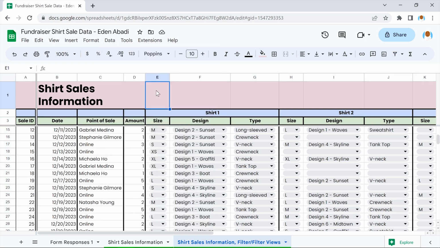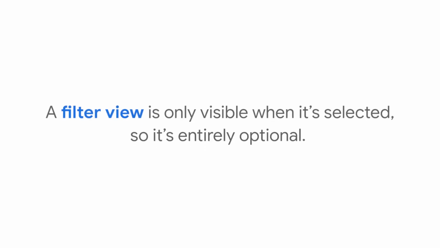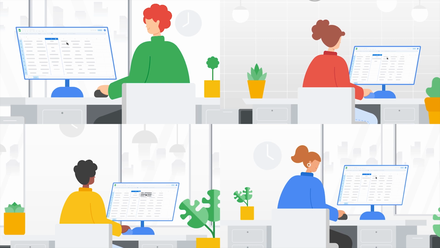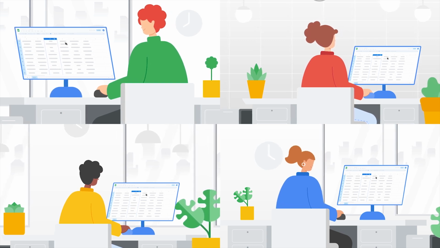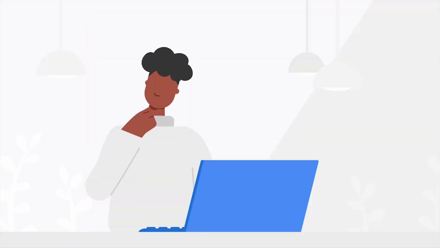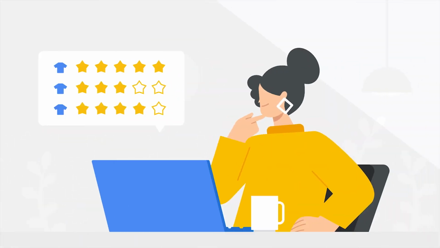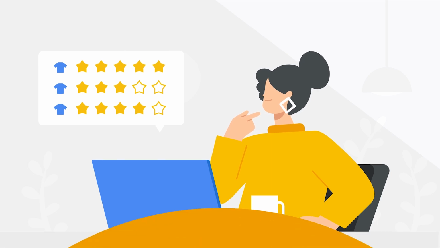Next, you'll be using filter views, and you can only use one type of filter at a time. While a filter is visible to anyone who uses the sheet, a filter view is only visible when it's selected, so it's entirely optional. Filter views are useful when many people are using the same spreadsheet and need to filter for or see different information. For example, a salesperson may want to see all the transactions attributed to them, while a supply manager may want to see the most popular styles of shirts.